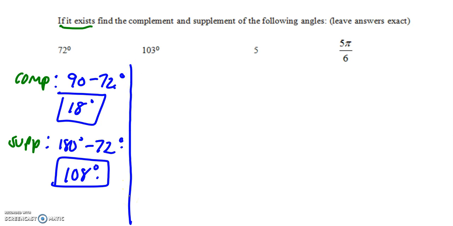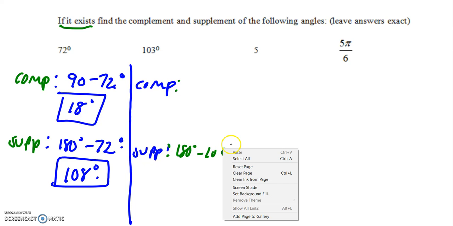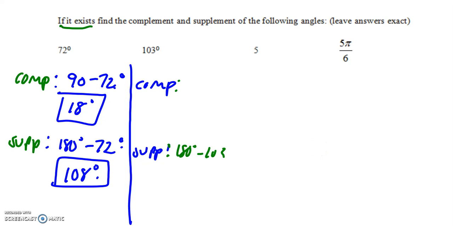Example 2. We want to, again, find the complement and the supplement of the angle of 103. So first, I'm actually going to do the supplement first. If we took 180 minus 103, we would get that to be 77 degrees. So again, feel free to check. If you take 77 plus 103, you should get 180.